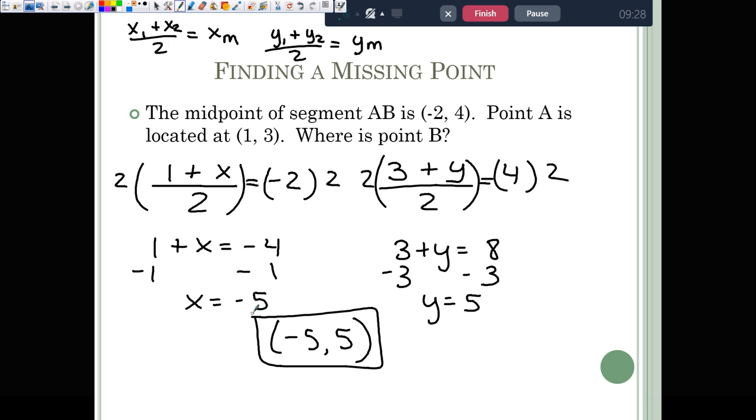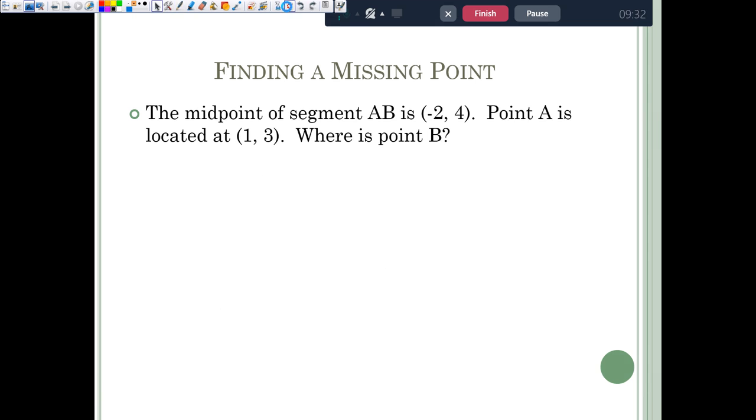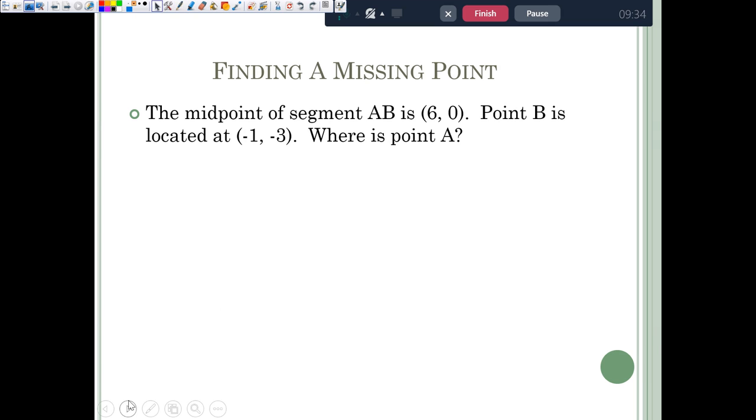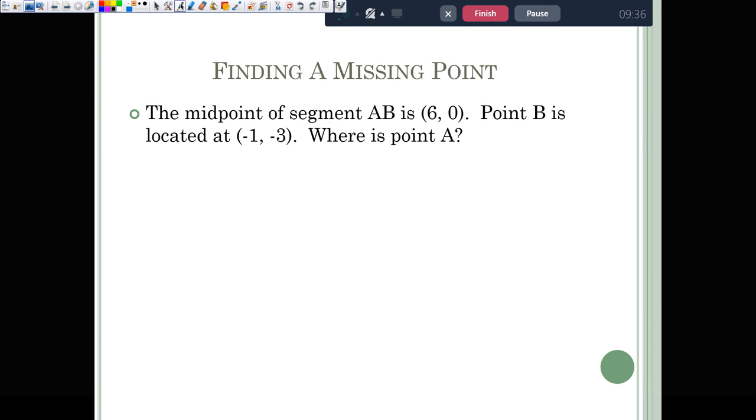So we're going to apply that same logic to the next one. We're going to use our midpoint formula to find the missing point. So we're going to take my x value, so it would be negative 1. We're going to add our missing x value. We're going to divide it by 2. And that's going to equal my midpoint x, 6. And then same thing with y. Negative 3 plus y divided by 2 equals 0.